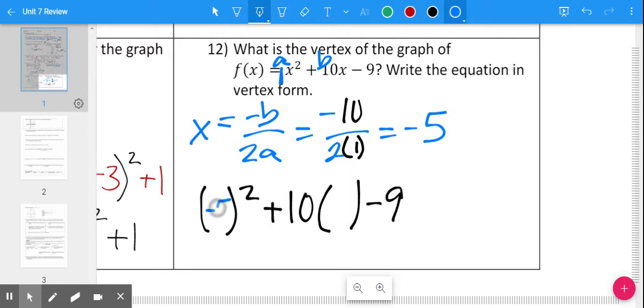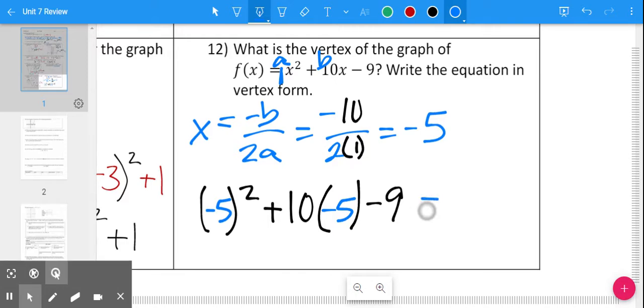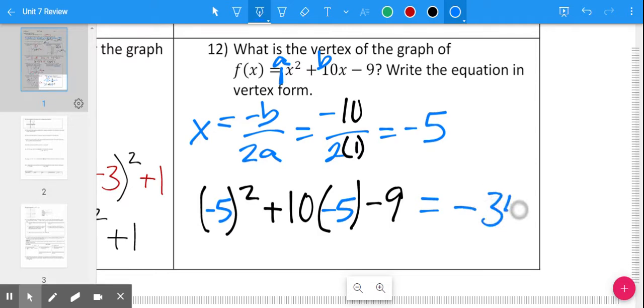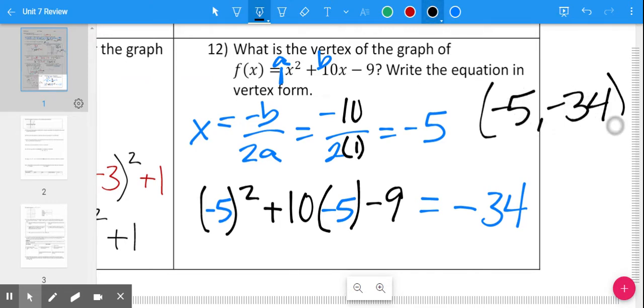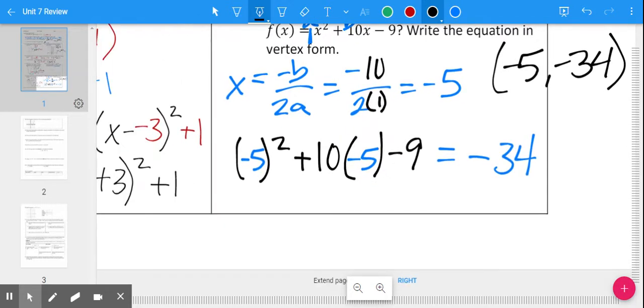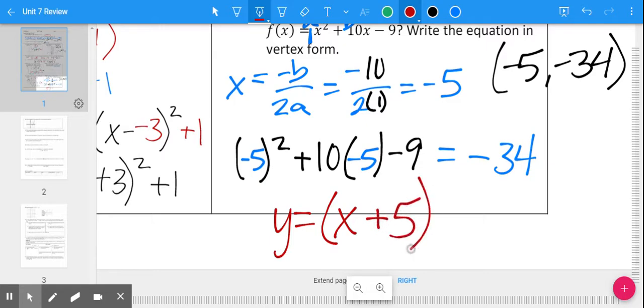So your X value is -5. And we end up with -34. So the vertex for the equation is -5, -34. Your A value is 1, and we also need that for our vertex form. So when we write vertex form, we're left with Y equals A is 1, (X minus -5) would be a +5, squared, minus 34.